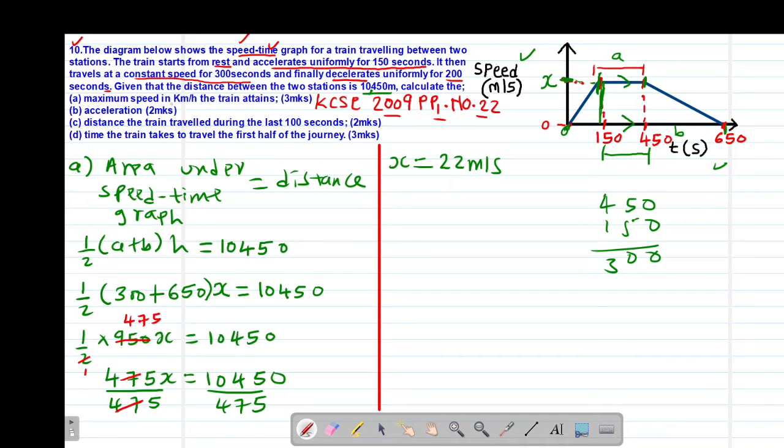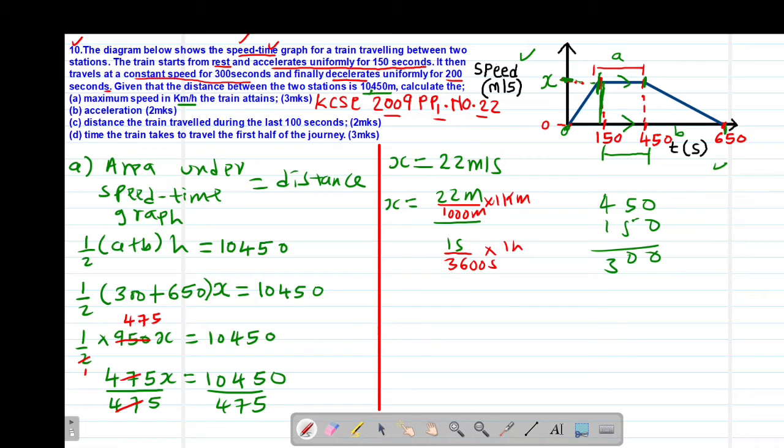But part A wanted us to find the maximum speed in kilometers per hour. So this will be equal to 22 meters per second, which is the same as saying 22 meters divided by 1 second. Therefore, if I want to convert into kilometers per hour, I'll convert my distance into kilometers. We know that 1,000 meters is equal to 1 kilometer. What about 22 meters? So this will be over 1,000 meters multiplied by 1 kilometer. Then if I change the seconds into hours, this will be over 3,600 seconds, then multiplied by 1 hour.